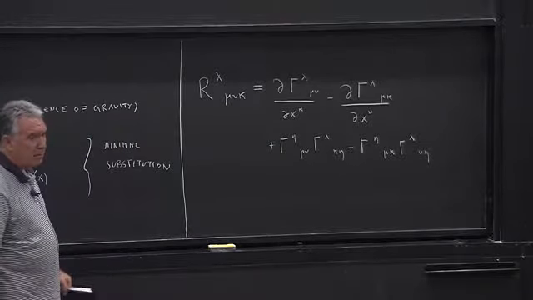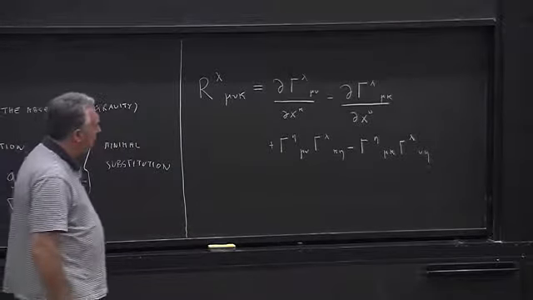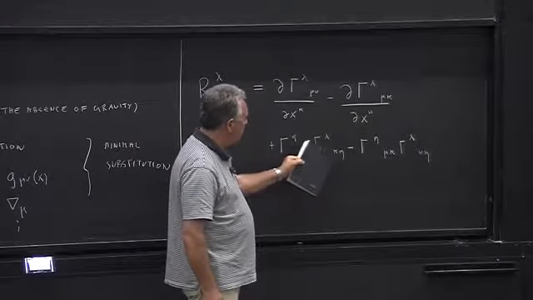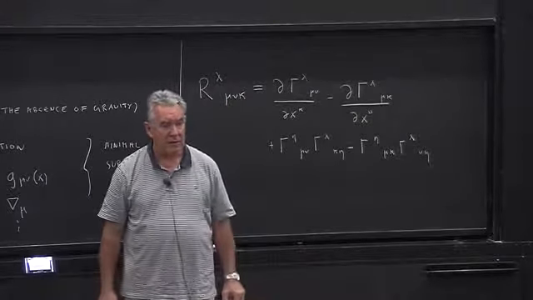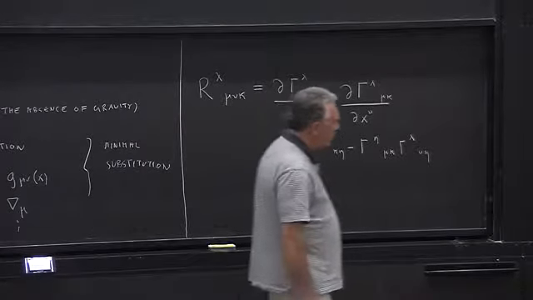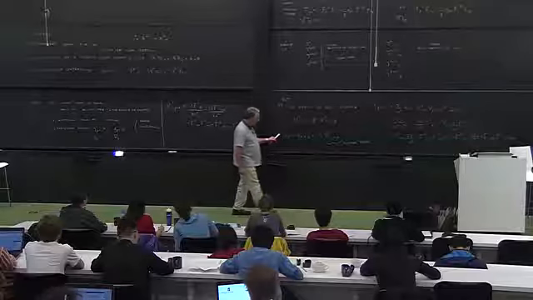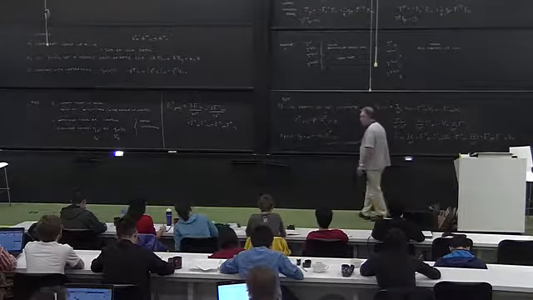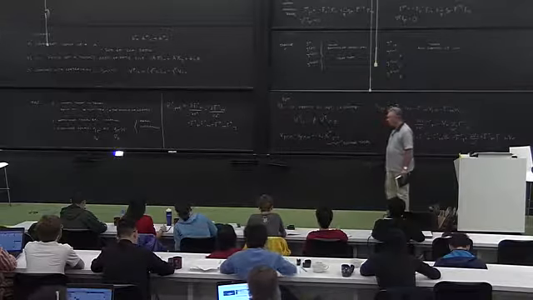Now gamma, you remember, was not a tensor. The clever thing is that this combination of its first derivatives and products is a tensor. And it's the tensor that you get when you try and commute two covariant derivatives. You find that they don't vanish. And the amount by which they don't vanish depends on the Riemann tensor.